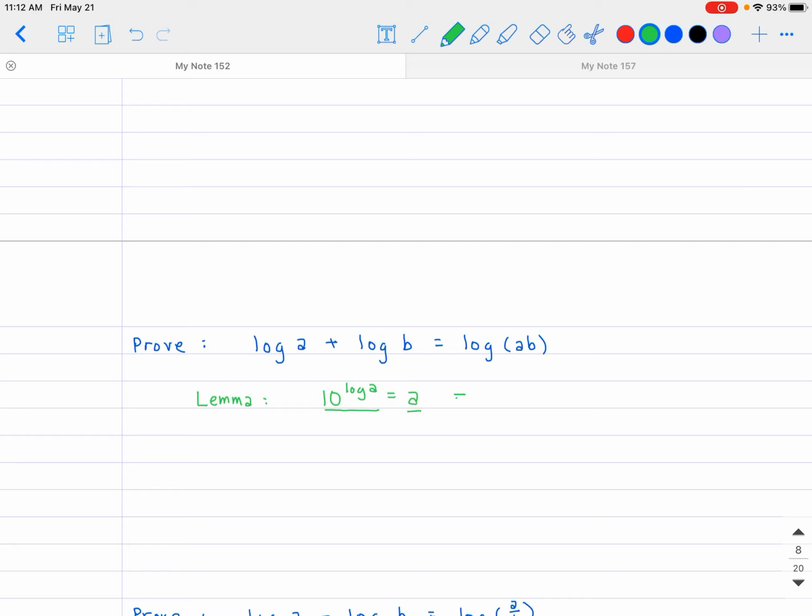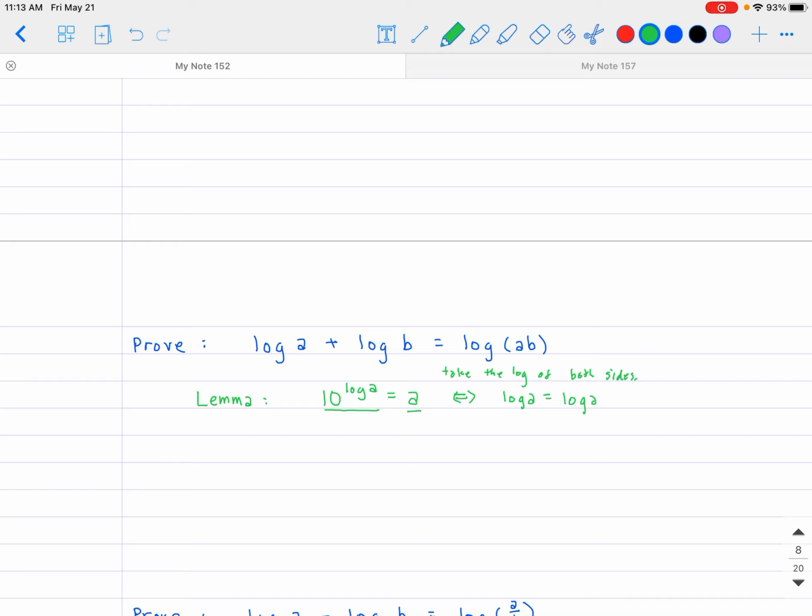Now, for this one, if I use the definition of logarithm and take the log of both sides, you will get the log of a is equal to the log of a, and you can see how the log of a is equal to the log of a. All right, now that that's out of the way, I want to use this lemma to help me out here a little bit.